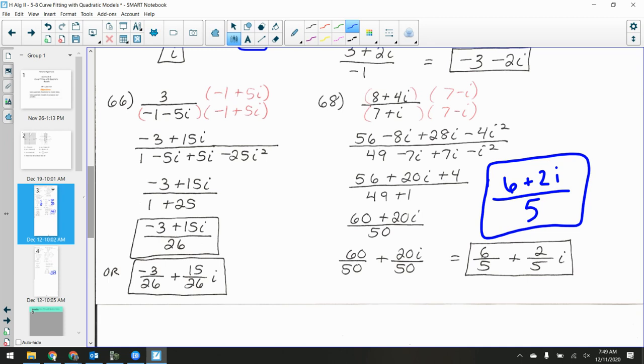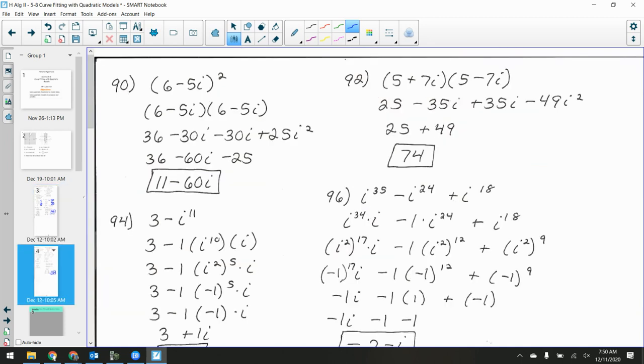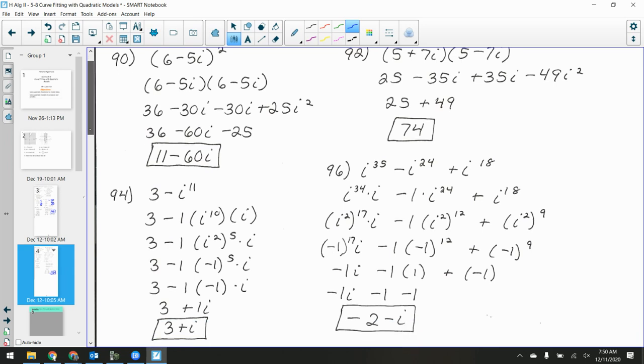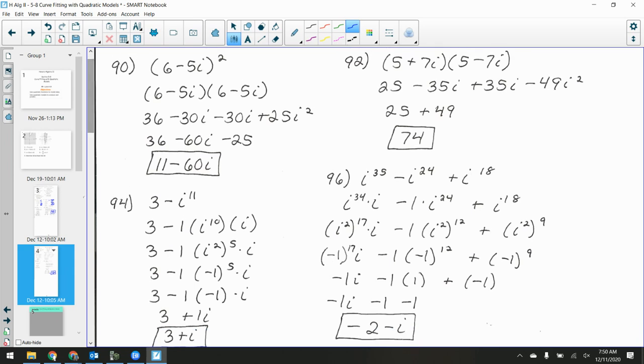I don't care if you split the fraction or not. Doesn't matter. There's 90 and 92. Again, I'm going to show the work a little differently for 94 and 96, but those are the correct answers.